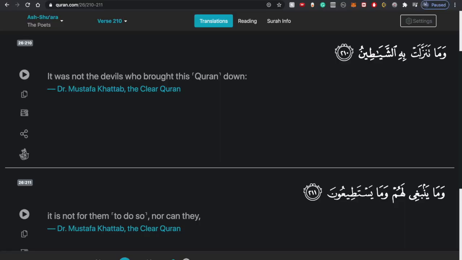Also, some people would say maybe you got it from the devils. Again, Allah responds to this in the Quran. And it was not the devils who brought this down. And it is not for them to do so, nor can they, right?